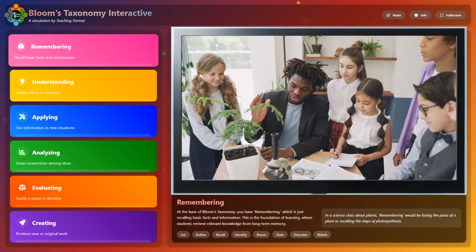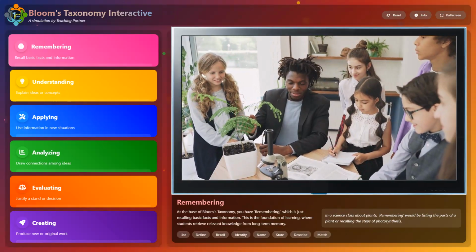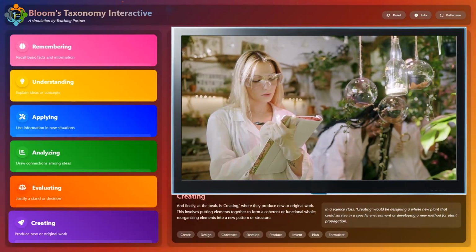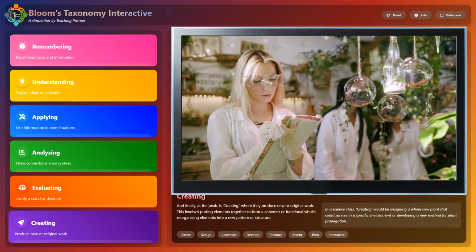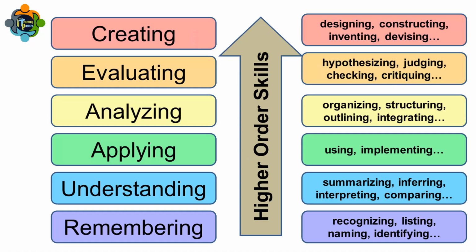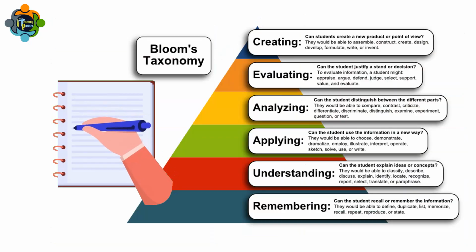So, for example, in a science class about plants, remembering would be listing the parts of the plant, while creating would be designing a whole new plant that could survive in the specific environment. The main goal of Bloom's is to encourage higher order thinking, and we often use its verbs like compare, argue, or design to write our learning objectives and assessment questions.